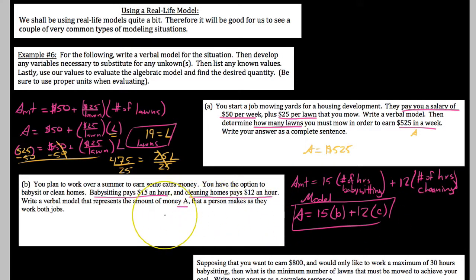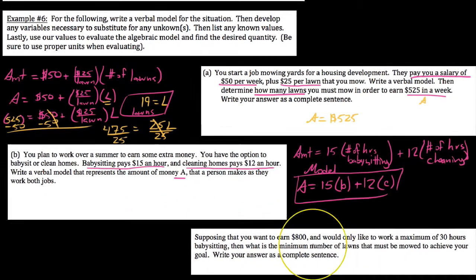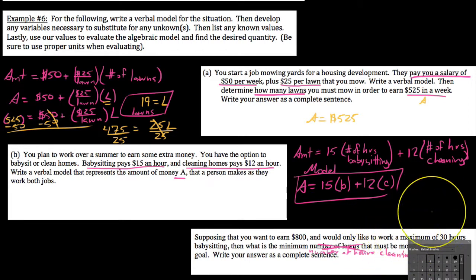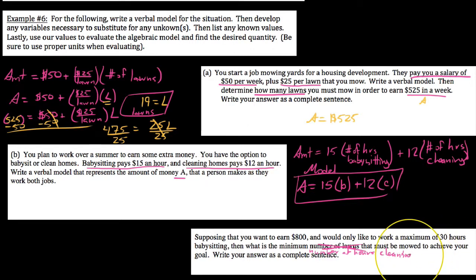Now what we want to do is this. Suppose we want to earn $800 and would only like to work a maximum of 30 hours babysitting. Then what is the minimum number of hours we need to use? I don't mean number of lawns here. I meant the minimum number of hours cleaning to achieve our goal. We want to write our answer as a complete sentence.